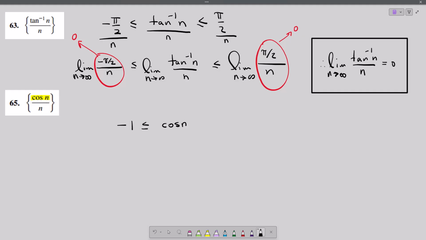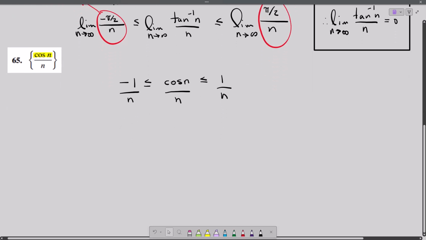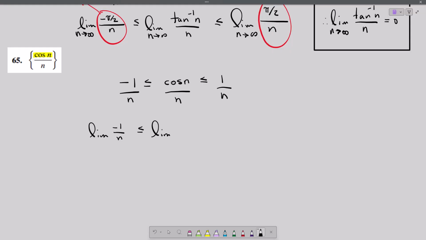You say, okay, well, let's start with our bounded function. That's a true statement. We know that from college algebra, trig, pre-calc, whatever you took. And then we divide everything by n. And that's true. If you divide an inequality by a positive number, the inequality holds. And then we go ahead and take the limit of all 3 pieces. We take the limit across the board here.